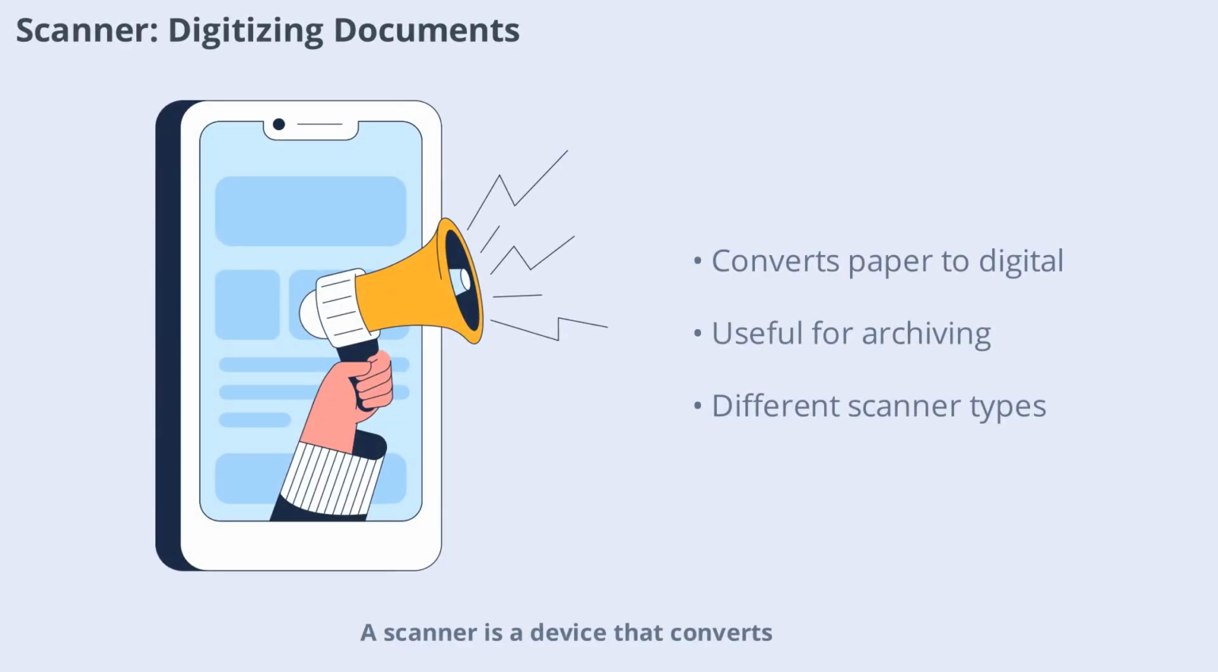Scanner is a device that converts physical documents or images into digital files. By placing a paper document on the scanner, you can create an electronic copy that can be stored, edited, or shared on your computer. Scanners are especially useful for archiving important papers, sending documents via email, or preserving photographs. They come in various types, including flatbed and handheld models, each suited for different scanning needs.